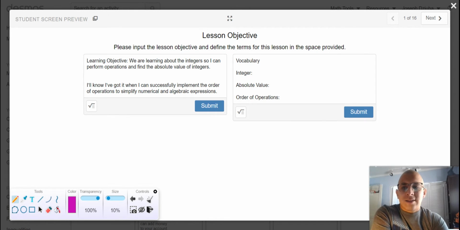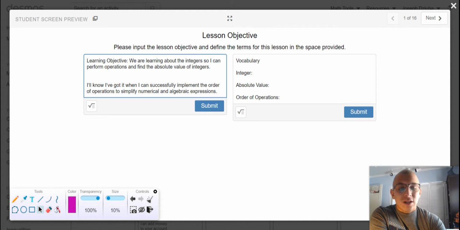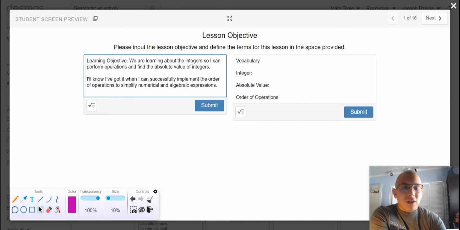Today, we're going to look at our whole numbers and our integers after discussing the natural numbers in our first section. So we're going to be learning about the integers, so I can perform operations and find the absolute value of integers. I'll know I've got it when I can successfully implement the order of operations to simplify numerical and algebraic expressions. Just a brief reminder, in case you've forgotten, you have your vocabulary here: integer, absolute value, and the order of operations. You are expected to define those words prior to moving on to the remaining slides.